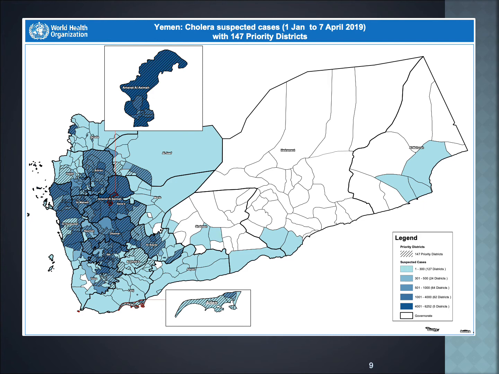Yemen has been suffering from a civil war. When we have civil wars, it means that a lot of our infrastructure breaks down, which makes us more susceptible to diseases like cholera.